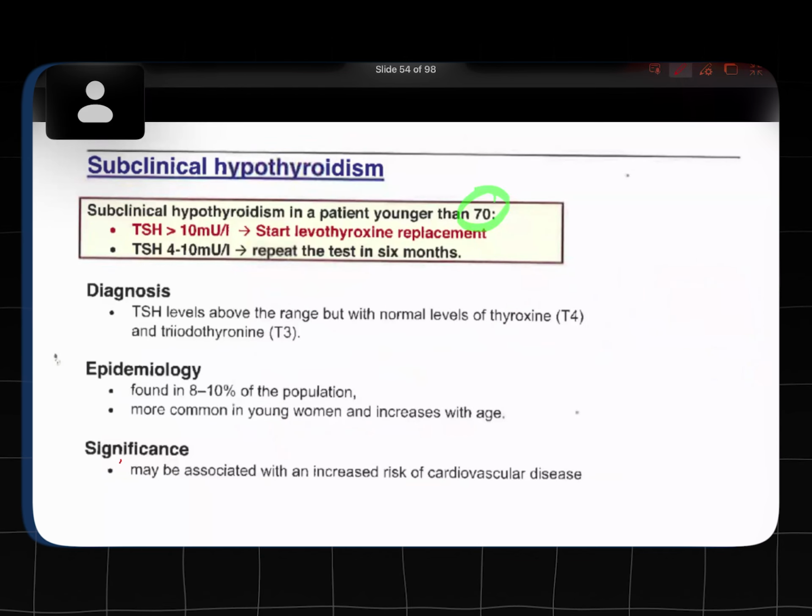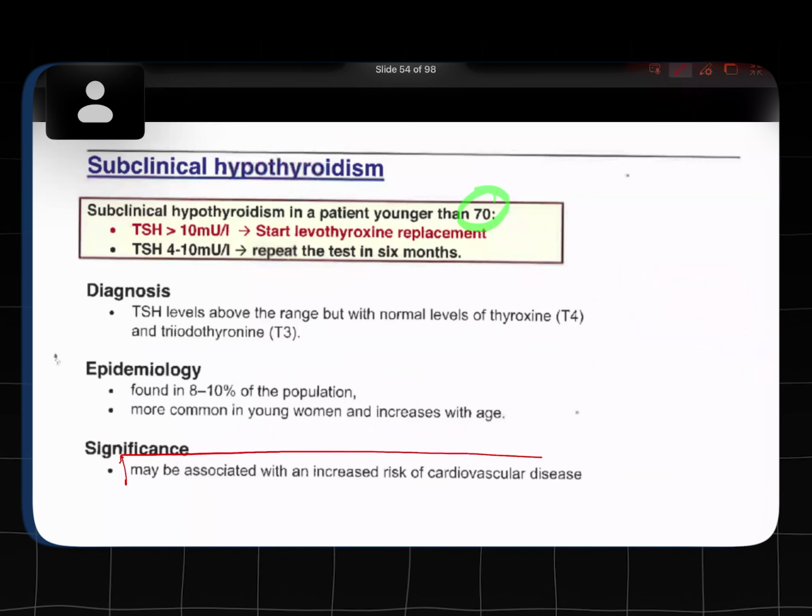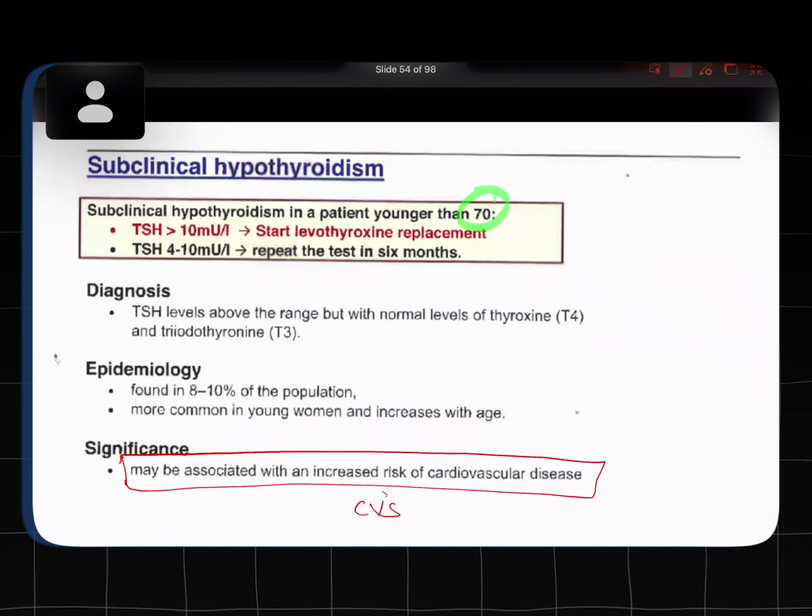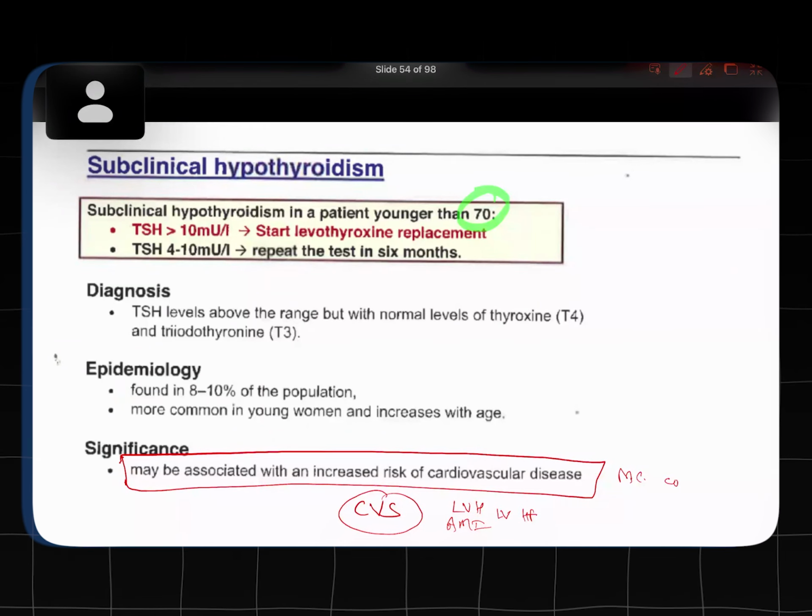What is the significance? Why do you need to treat? Because of the cardiovascular disease. Left ventricular hypertrophy, more chance of AMI, more chance of heart failure, left ventricular heart failure. All these things are the most common complication, and also, as you can imagine, the most common cause of death.